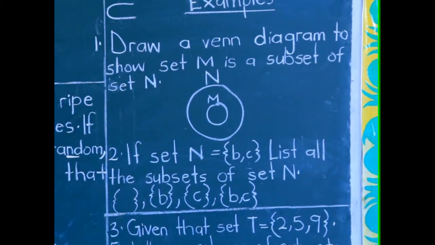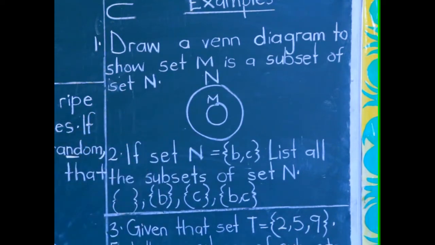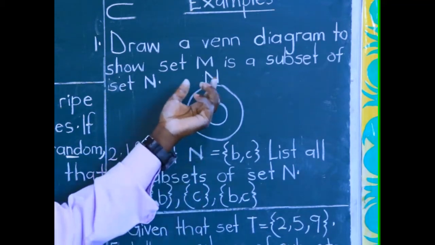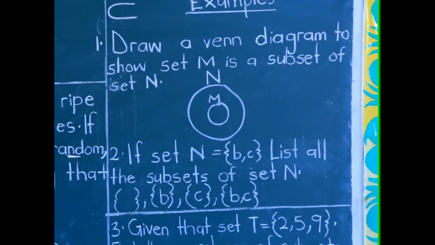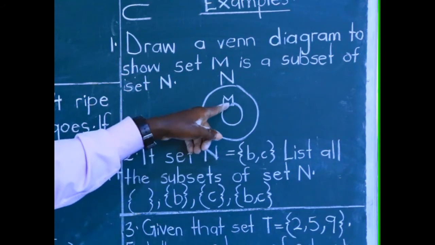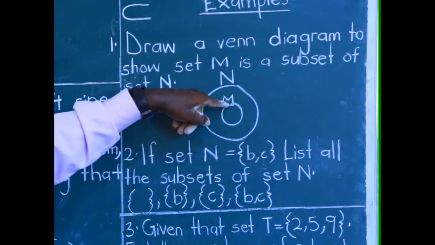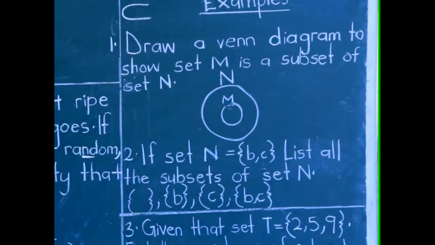Then you must know what a subset is, and then you apply that one. So now, if set M is a subset of set N, and the subset is a small set got from a big one, then M is smaller than N and is inside N. Therefore, draw one circle inside the other, and then that small set M is put inside the other, which is N, so that M is a small set got from N.